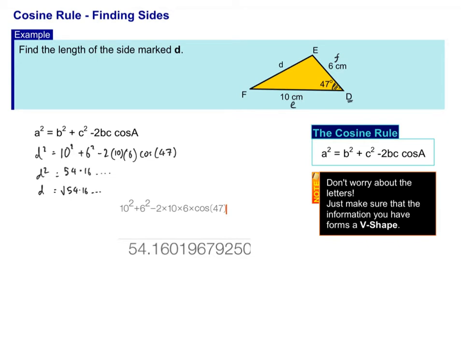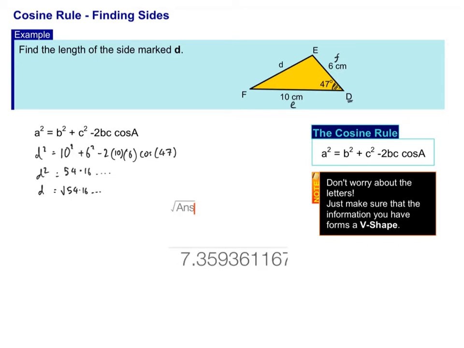So again, sensible use of your calculator. You can use your answer button to help you out with that. So that'll give me an answer of D equals 7.359, and so on. It's very typical, because this is a calculator question, that you're pretty much every time going to get an awkward big long number.